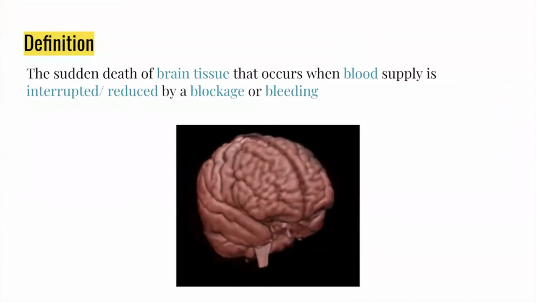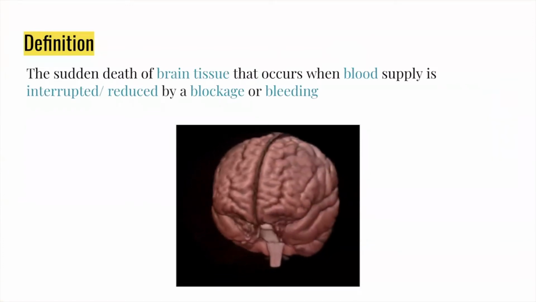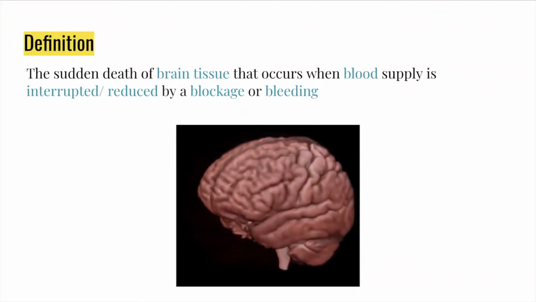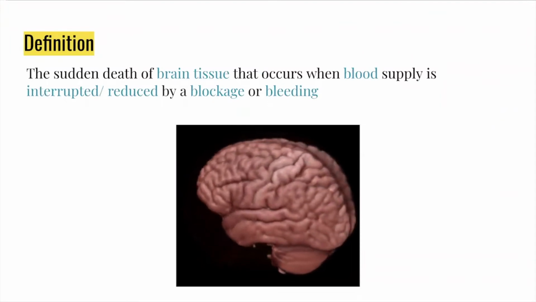So, what is a stroke? By definition, it is the sudden death of brain tissue that occurs when blood supply is interrupted or reduced by a blockage or bleeding in the brain.